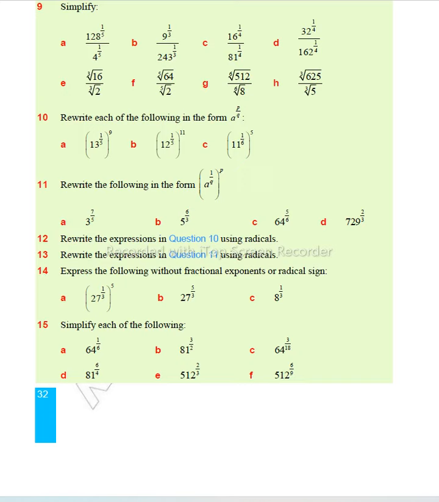We go to the next question. The next question says to write the expressions in question 10 using radicals. Let us do one question for this. For example, write using radical. Write the question under 10; you can put it under radical. It is a very simple question.